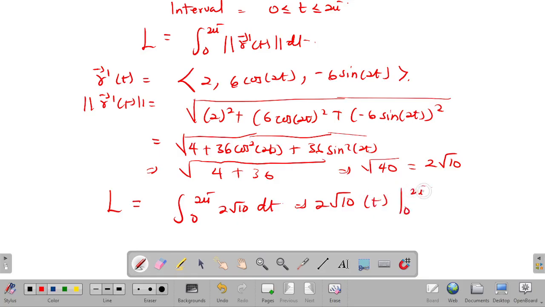When I put 2 pi, what am I getting? I'm going to get 4 pi root 10 minus, when I put 0, everything is 0. So the answer is simply equal to 4 pi root 10.